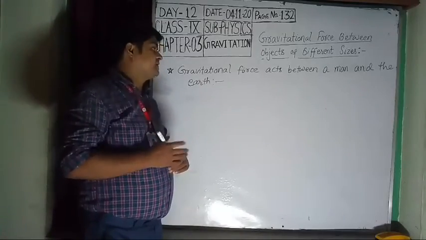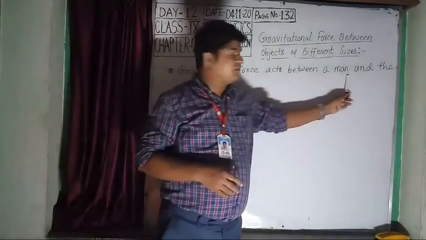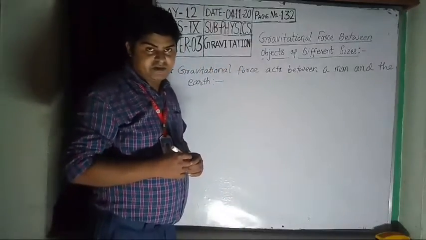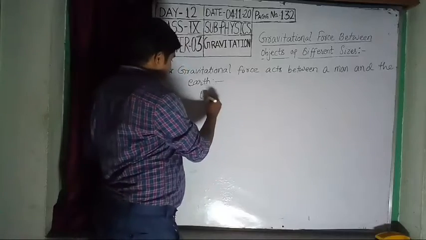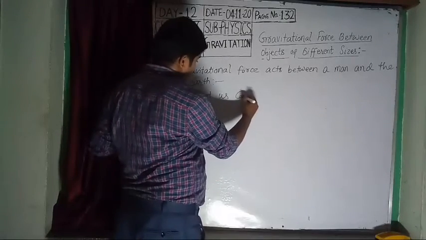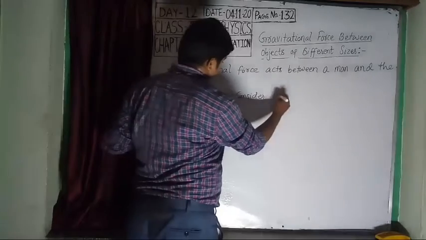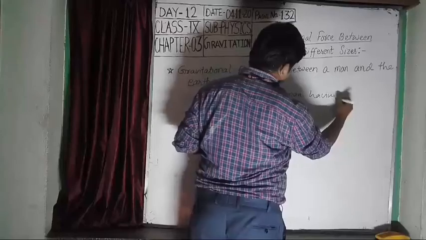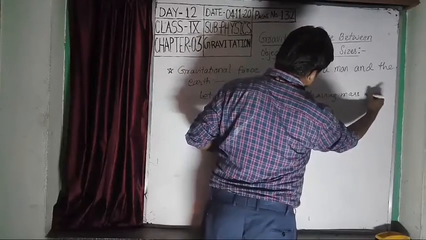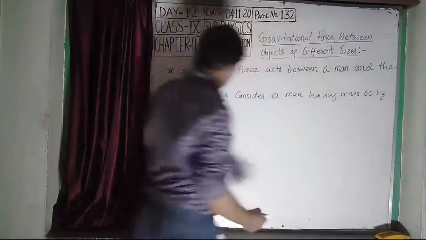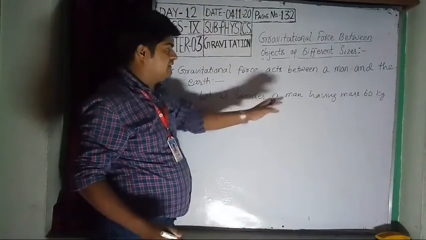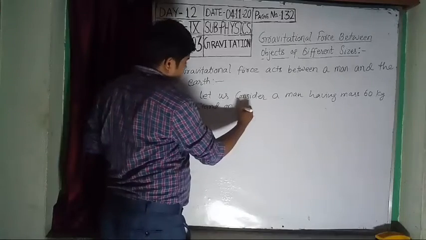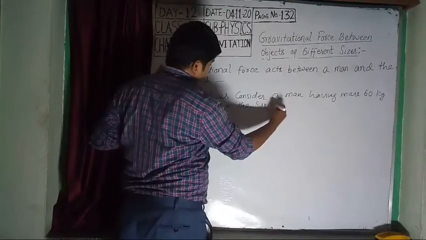First of all, suppose the mass of the man, not weight, mass of a man, you will take 60 kg. So let us consider a man having mass 60 kg standing on the surface of the earth.